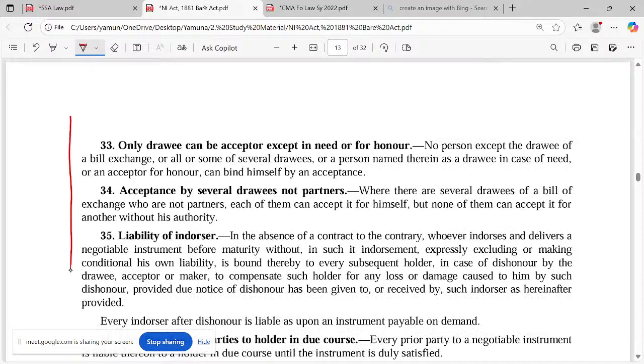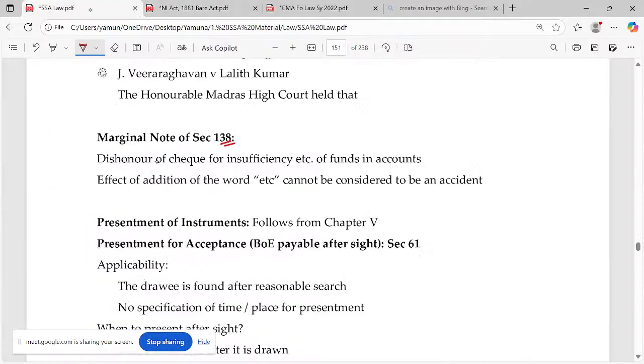This is the margin, right? நோட்ல நீங்க போடுவீங்கல்ல லெஃப்ட் மார்ஜின். இது ரிலேட்டட் கண்டென்ட் ஏதாவது நீங்க கொடுத்திருந்தாங்கன்னா that's what we call as marginal. Dishonour of cheque for insufficiency etc. in funds and accounts. In case you find this word extra means, you cannot consider this as an accident. Please highlight.